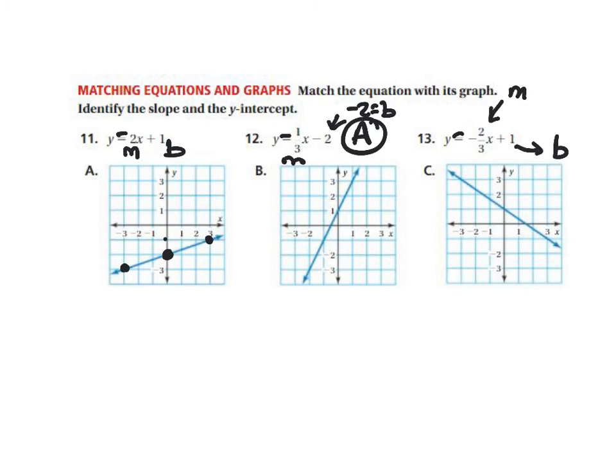Notice that one of them has a positive slope, which means it starts low and goes up. One of them has a negative slope, which means it starts high and goes down. So here we have a y-intercept of 1. The slope is positive 2. It rises 2 and goes over 1, and then goes down 2 and to the left 1. So this would be choice B. And here is our negative slope. Let's just confirm it. It starts at 1 for the y-intercept. It goes down 2 and to the right 3. Yep, or up 2 and to the left 3. We got it. So that would be choice C.